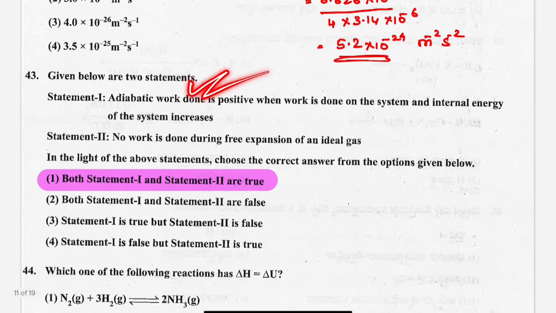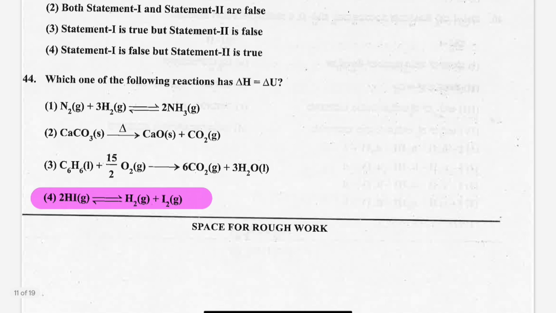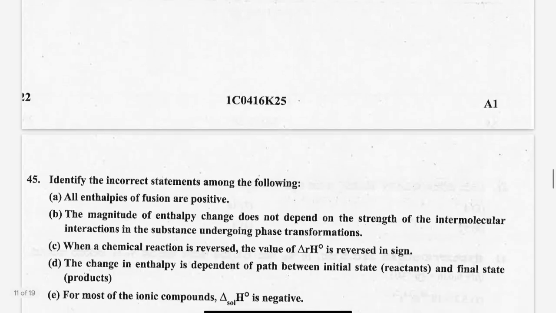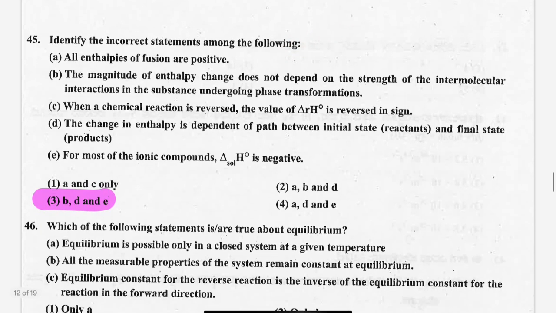Given below are 2 statements. Here 2 statements are given. Both statement 1 and 2 are true. So read these statements. Both are correct. Which of the following reactions has delta H equal to delta U? The correct option is the fourth one. Identify the incorrect statement among the following. The incorrect statements among the following are B, D and E. So these are the incorrect statements.